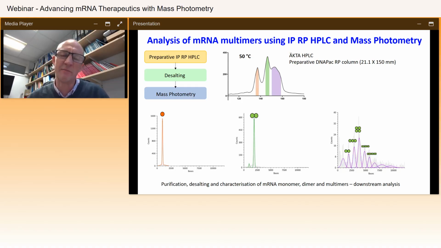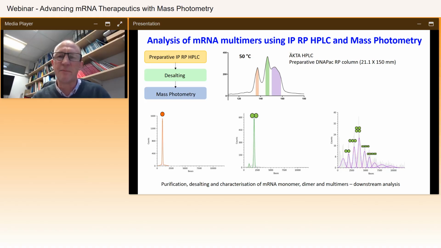We can inject and analyze over mgs quantities of mRNA, capture the mRNA fractions, such as the monomer, the dimer, and the multimer species. We're able to now desalt them, which is really important as well, because when we do the separations, we've got magnesium ions and ion pair reagent that we need to remove, because the magnesium can cause degradation in long-term storage. We can essentially preparatively do fractionation, desalting to remove the magnesium and the ion pair reagent, and then the mass photometry analysis to really validate and characterize the different species that we've collected.